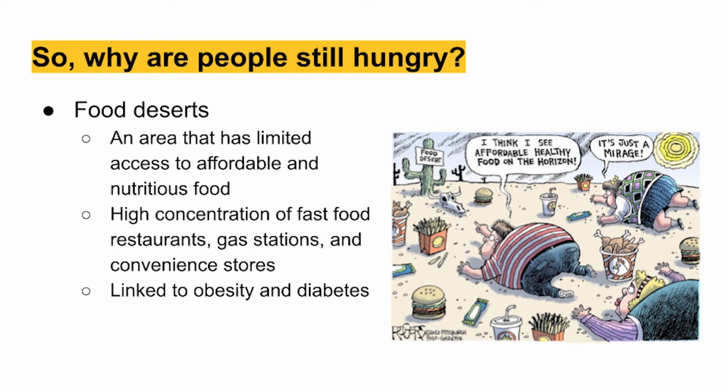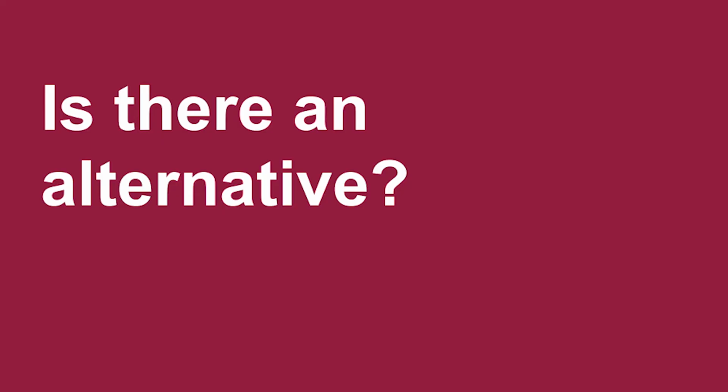and globally. There are places called food deserts, which is an area that has limited access to affordable and nutritious food. These areas typically have a high number of fast food restaurants, gas stations, and convenience stores rather than grocery stores. Because there aren't healthy options nearby, there are often health problems associated with these areas, such as obesity and diabetes. So, is there an alternative?